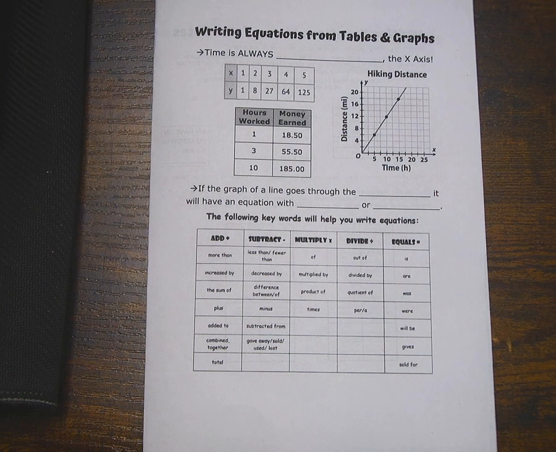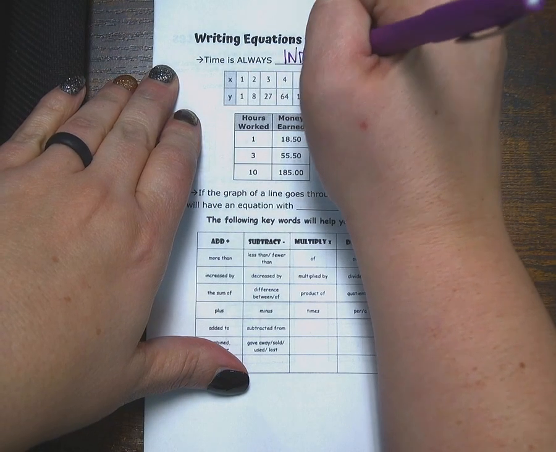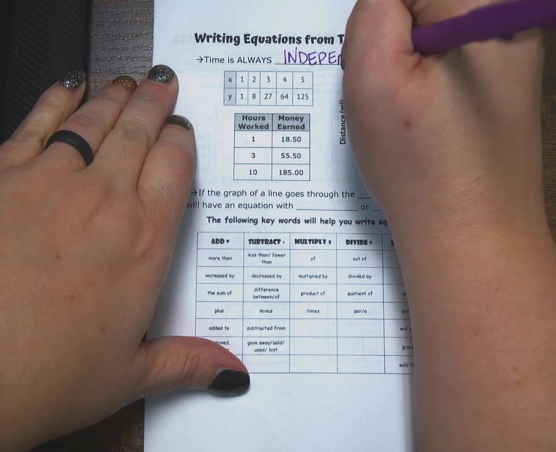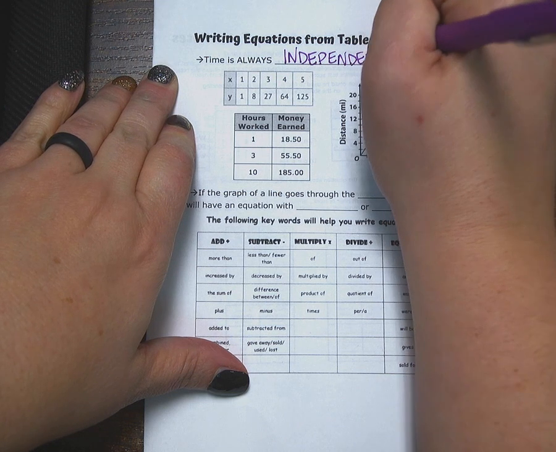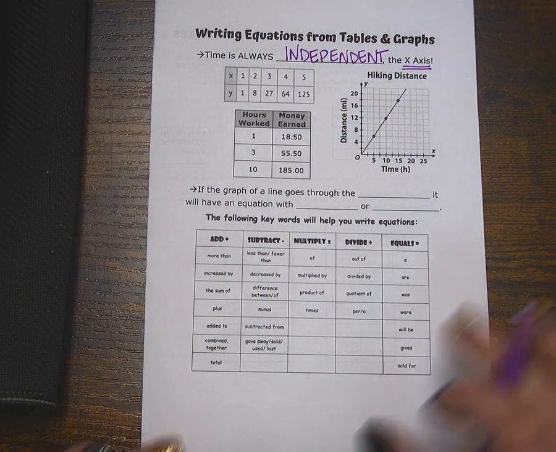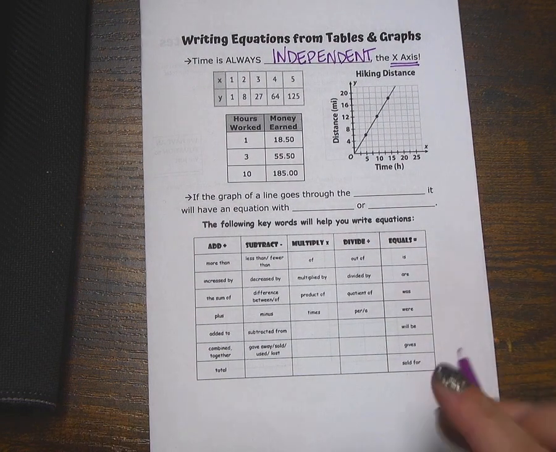So the first thing that we need to discuss is time. Time is always independent. Remember, we learned that independent means the x-axis. We learned that last week. Independent means the x-axis. And time is always going to be independent.